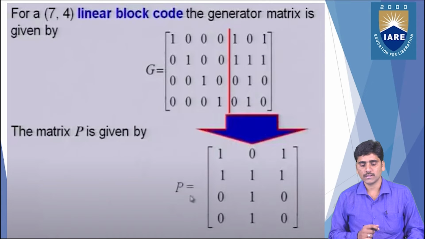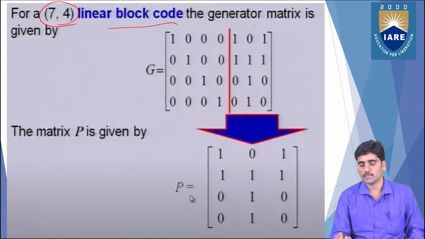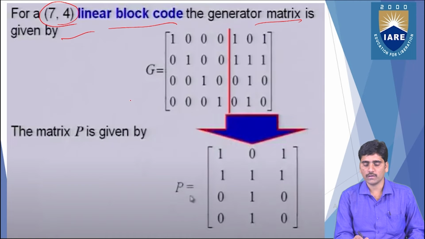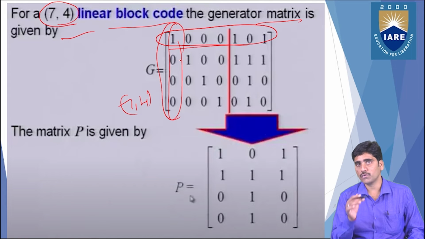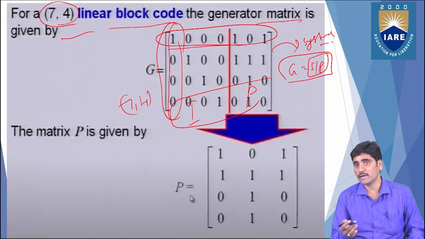Now see one example. For a (7,4) linear block code, the generator matrix is given here. The generator matrix has 4 rows and 7 columns, so (7,4) is the linear block code size. From this matrix, this is the I matrix and this is the P matrix, so G equals [I | P]. This is the systematic form, or standard form, that they have given.